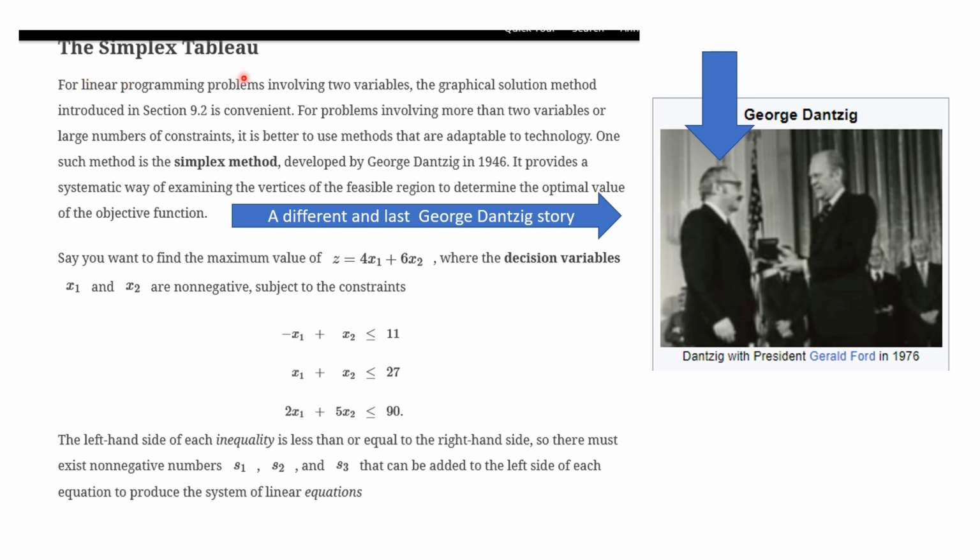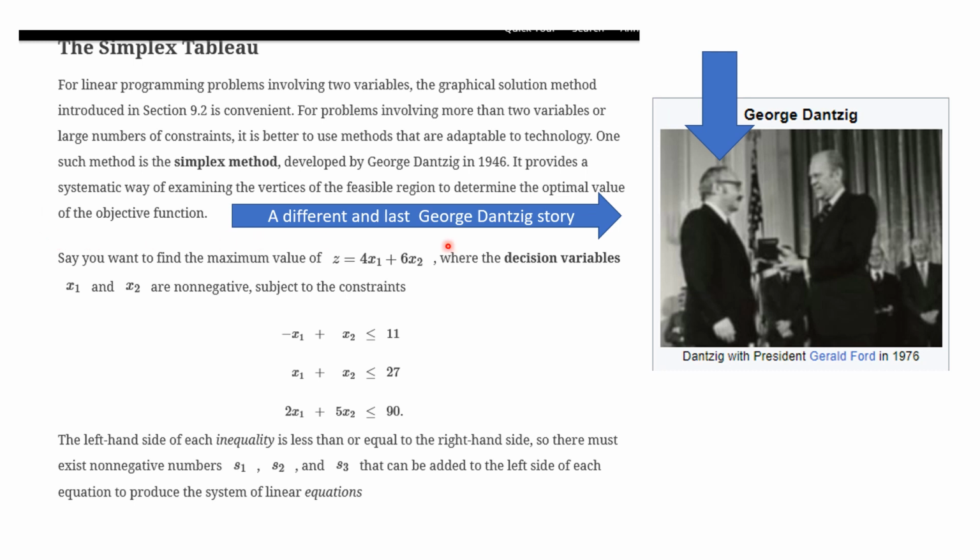So as we begin our discussion of the simplex tableau, the graphical method that we talked about in the earlier video is convenient and conceptually talks about what's going on. But for problems involving more than 2 variables or a large number of constraints, it's better to use methods that are adaptable to technology, and we will talk about that here. And one very important such method is called the simplex method that was developed by George Dantzig in 1946. It provides a systematic way of examining the vertices of a feasible region to determine the optimal value of the objective function.